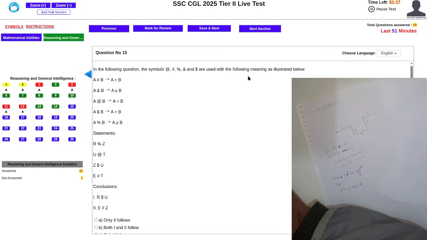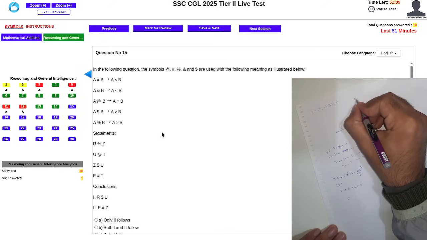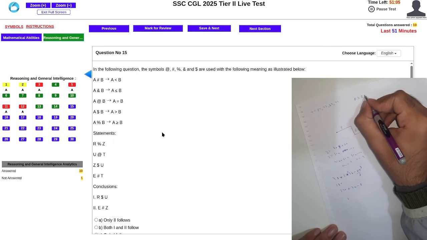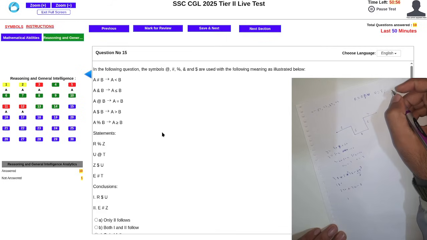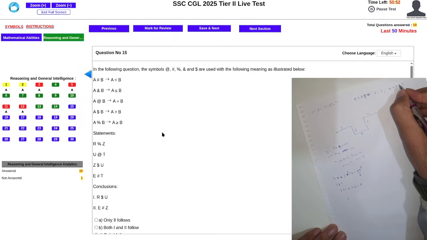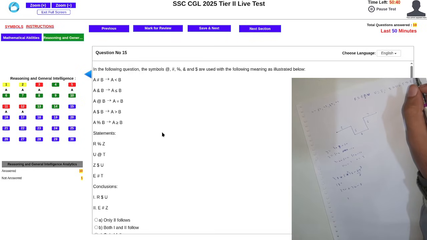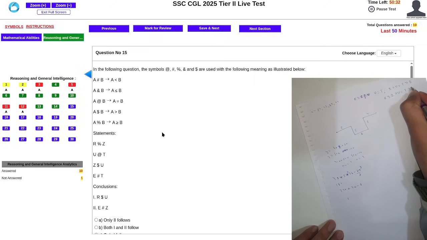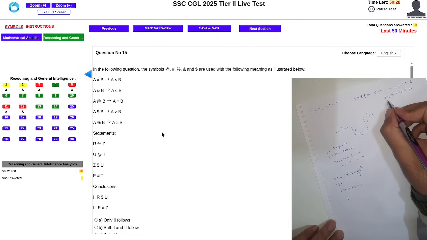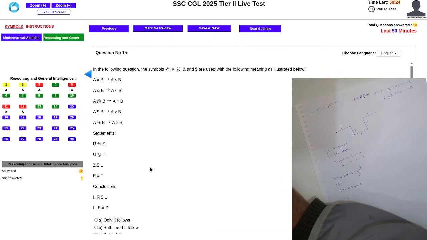In the following question, the symbols are used in the following meaning. Statements: R is greater than or equal to B, U is equal to T, Z is greater than U, Z is greater than U equals to T, E is less than T. So Z equals U equals T is greater than E. So R is greater than B, R is greater than U. E is less than B. Both are correct.